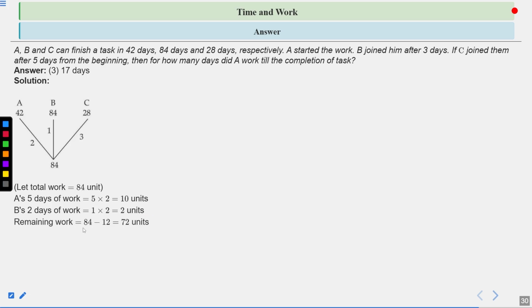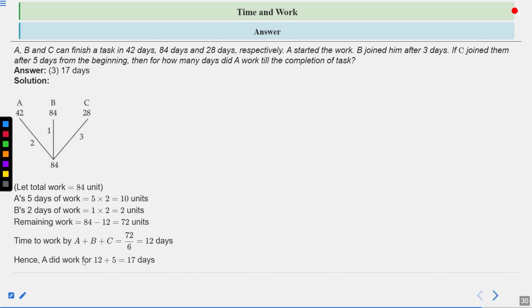This is the work done by A and B before C joined. So how much work will be remaining? 84 is the total work and 12 units of work have been completed. So 72 units of work are remaining. And this work is done by A, B and C together. So the time taken by A, B and C together becomes 72 by 6, which is 12 days.